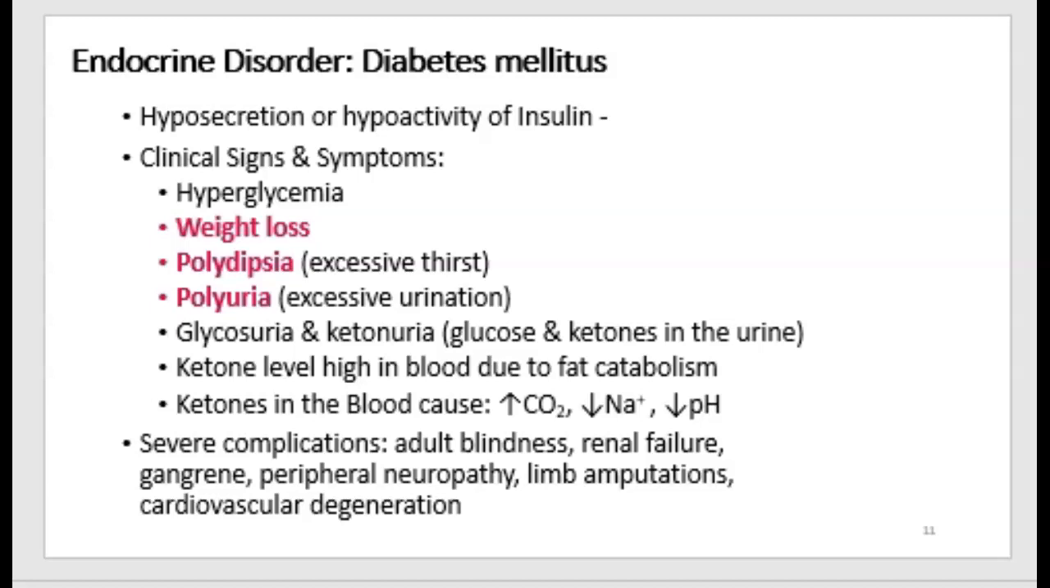So some severe complications that can result from having such high glucose levels in the blood relate largely to the nervous system, but other things too. So it can result in adult blindness, renal failure, gangrene, peripheral neuropathy, limb amputations, and cardiovascular degeneration. Well, that, of course, usually occurs in cases where diabetes has not been treated.